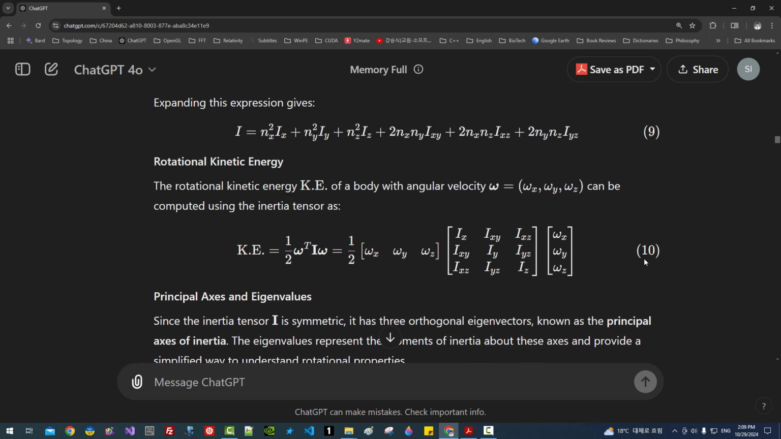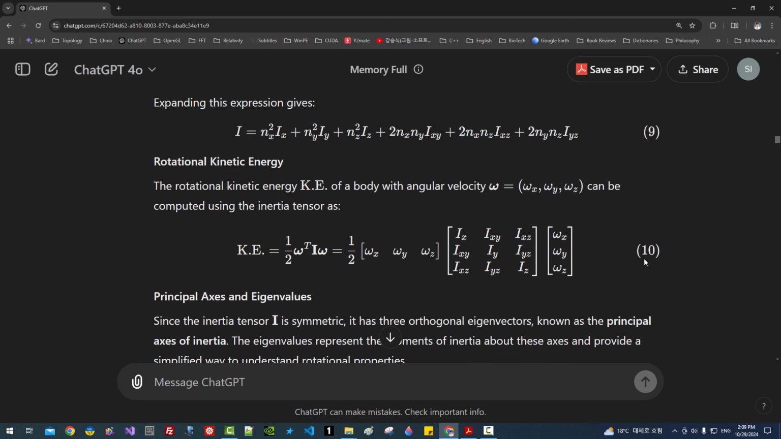2. Understanding Ixy, Ixz, and Iyz. Ixy, Ixz, and Iyz are the products of inertia. They measure the coupling effect between rotations about different axes, representing how rotation about one axis, like x, influences the rotation about another axis, like y. For instance, Ixy measures the impact of the body's mass distribution in the xy plane on rotations involving both the x and y axes.